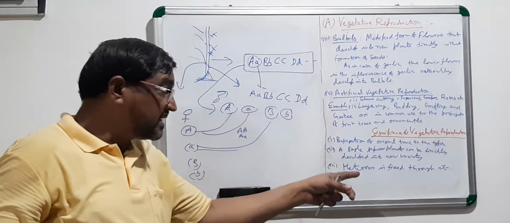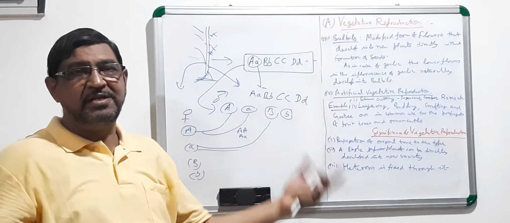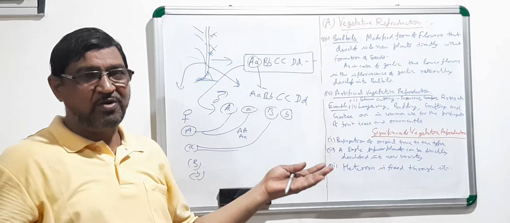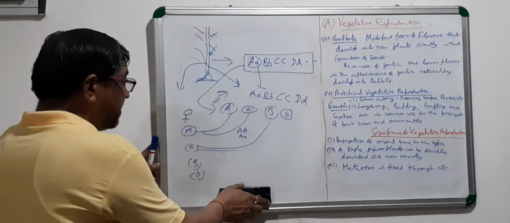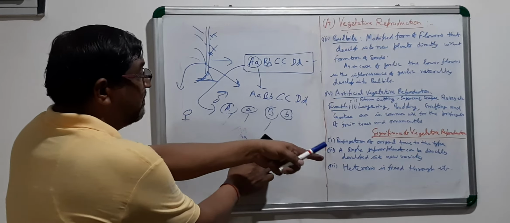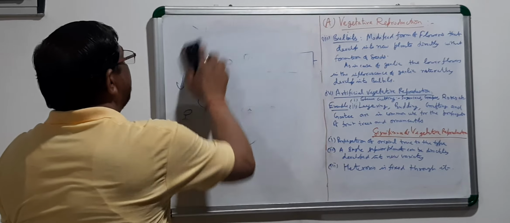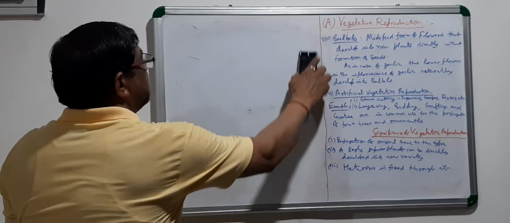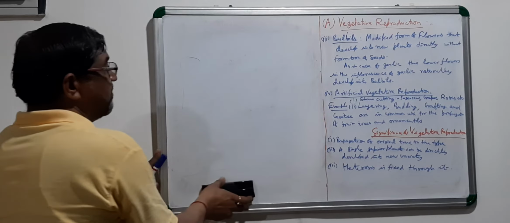Once you are propagating that hybrid through seed, then all the genetic constitution will be changed. So you are not going to fix the heterosis. So it is possible that through asexual means you can fix the heterosis in the progeny, which cannot be done through sexual means. So this is the importance.